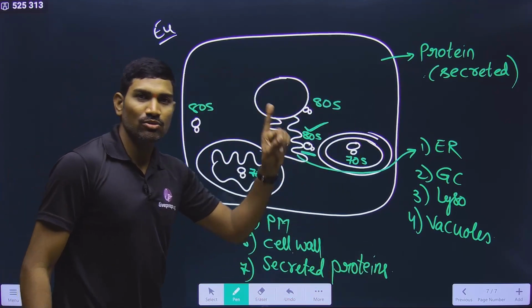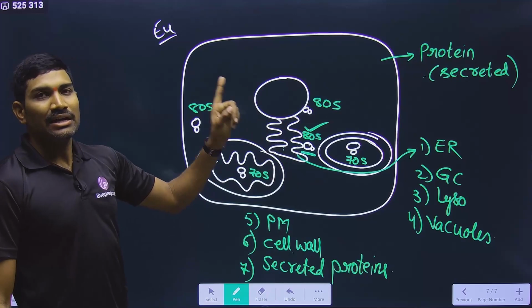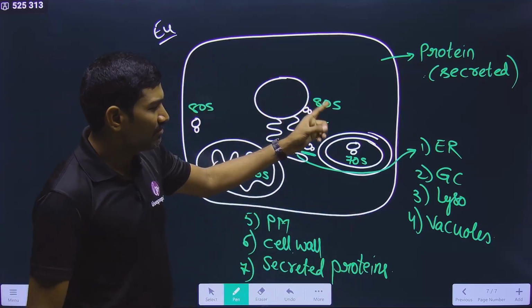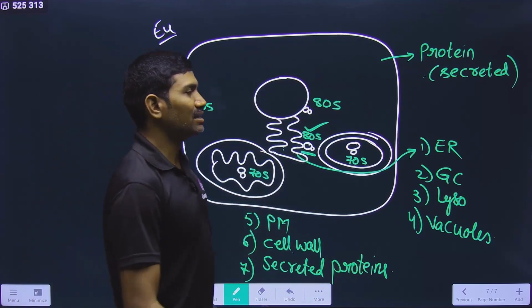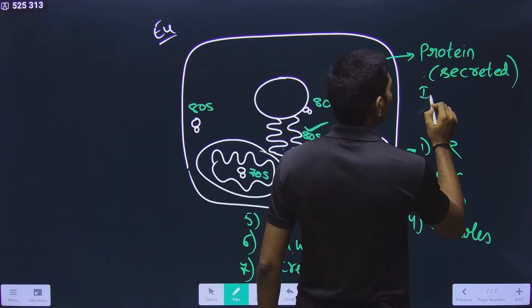Proteins that are secreted outside the cell are also produced by ribosomes on the endoplasmic reticulum. This is a very important concept, so please remember this. You should never make any mistake. I will give you one simple example.